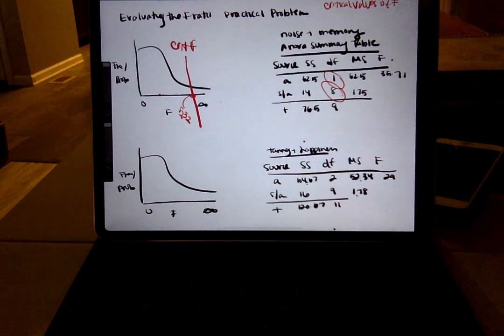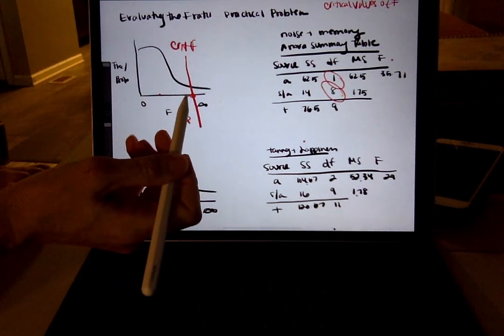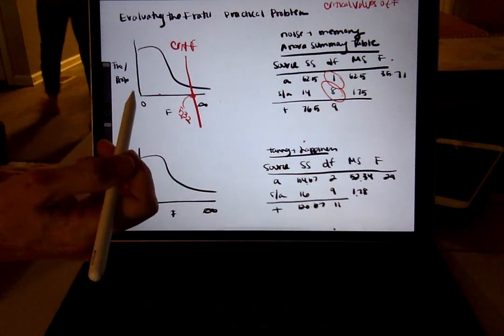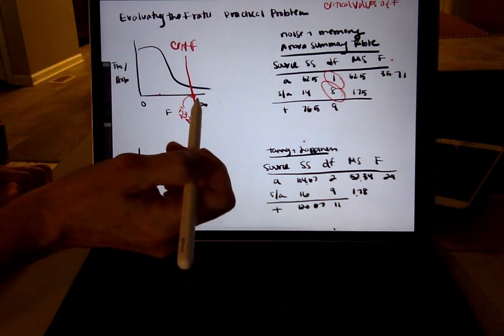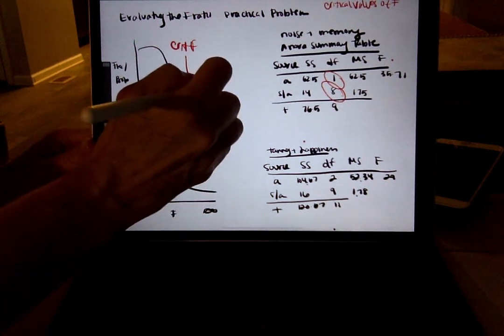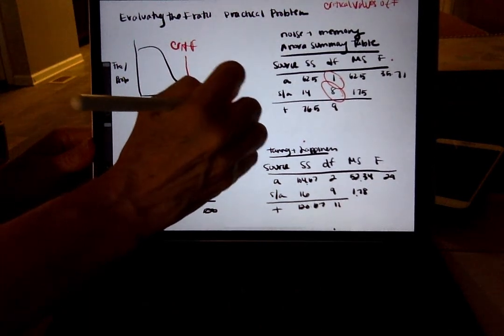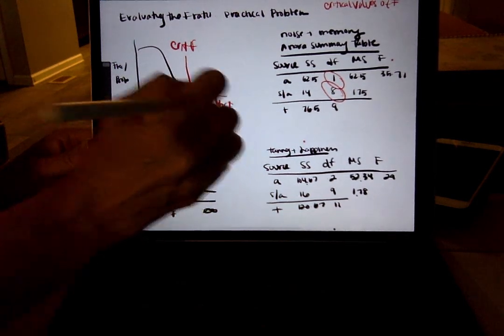Now here's our observed F, 35.71. Where are we putting that on this chart? Is that to the left of the critical F or to the right? Well, this is a number line that ranges from 0 to infinity. So 35.71 is greater than 5.32, so our observed F is going to go right here at 35.71.